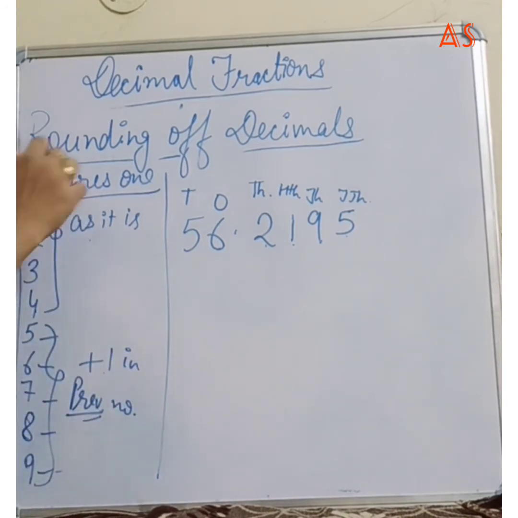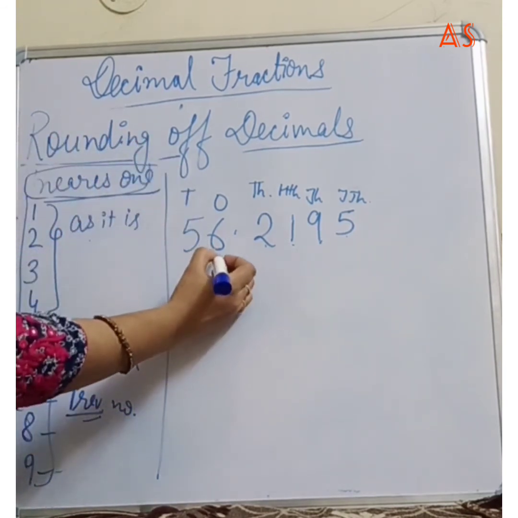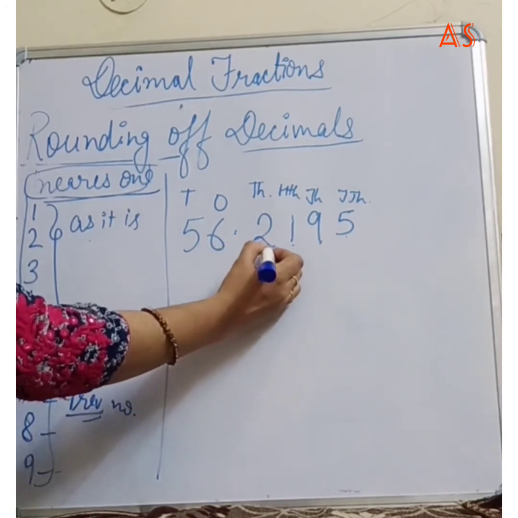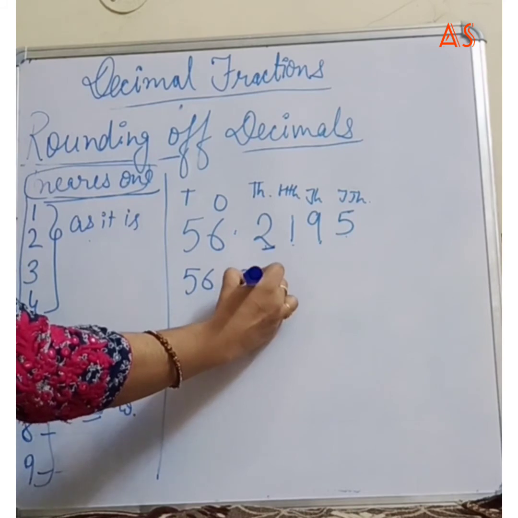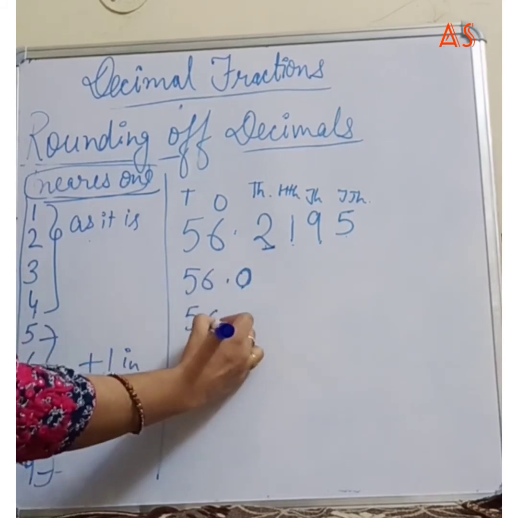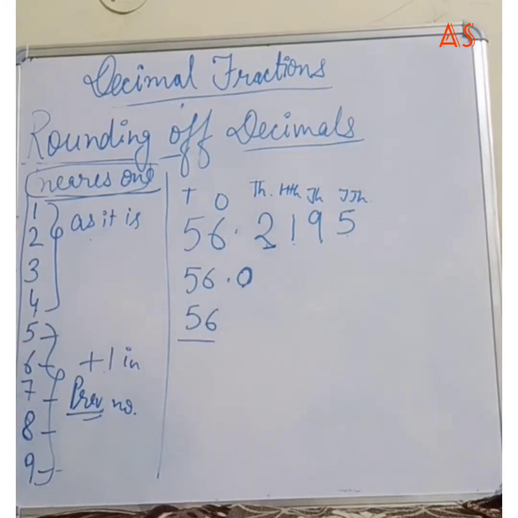Firstly we are doing rounding of ones. What is rounding of ones? We check the 10th place. This is 2. So 2 means 56 point it will become 0. So 56.0 means 56. After the decimal, if there is no number, there is no value.